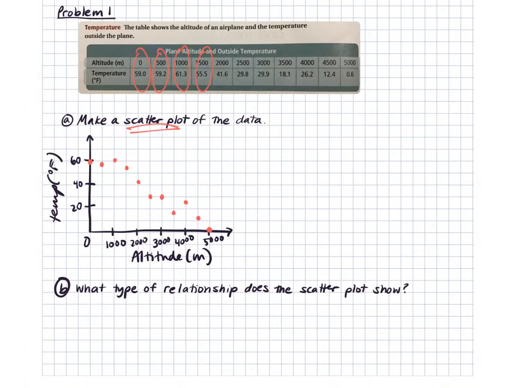Then it asks, what type of relationship does the scatter plot show? From left to right, is this going up, down, or neither? Up would be positive, down from left to right would be negative, and all over would be none. We can see here it looks like it's going down. So this is going to be negative correlation, because from left to right, it's going down.